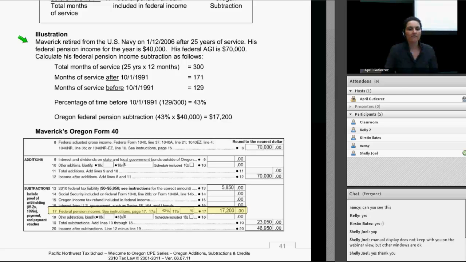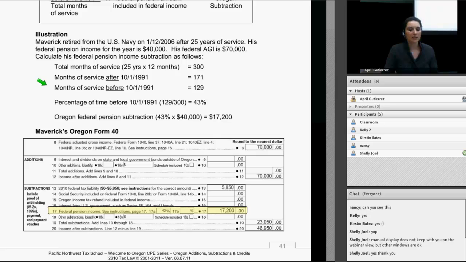Here is an illustration. Maverick retired from the U.S. Navy on 1/12/06 after 25 years of service. His federal pension income for the year is $40,000, and his federal AGI is $70,000. Calculate his federal pension income subtraction as follows. Look at the total number of months of service. 25 years times 12 months is 300 months of service.